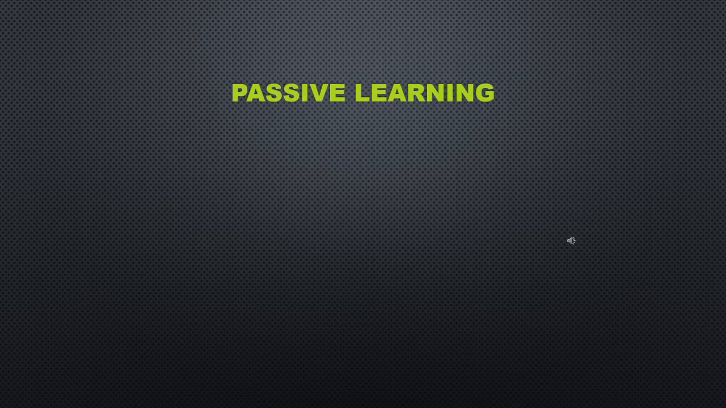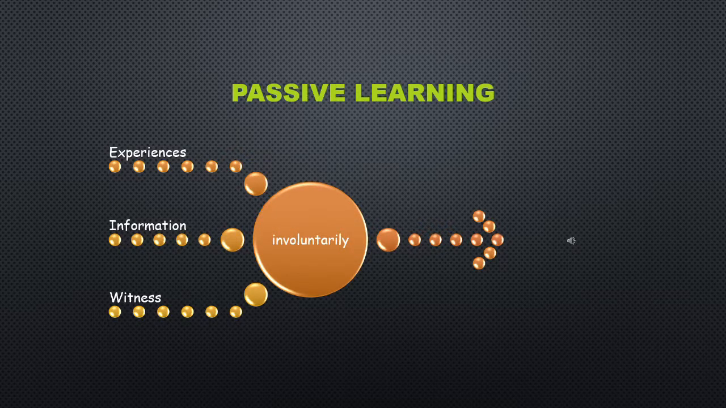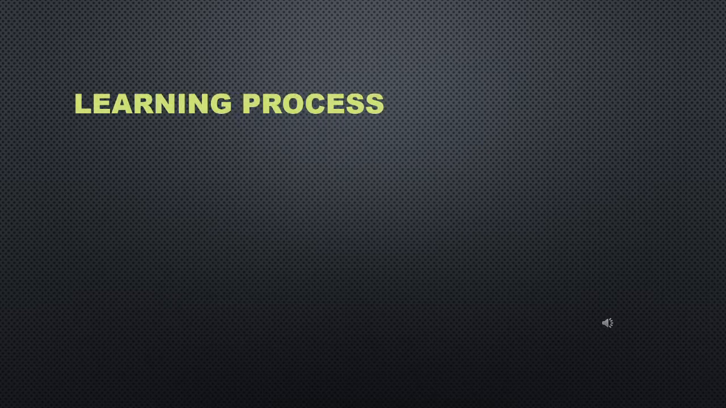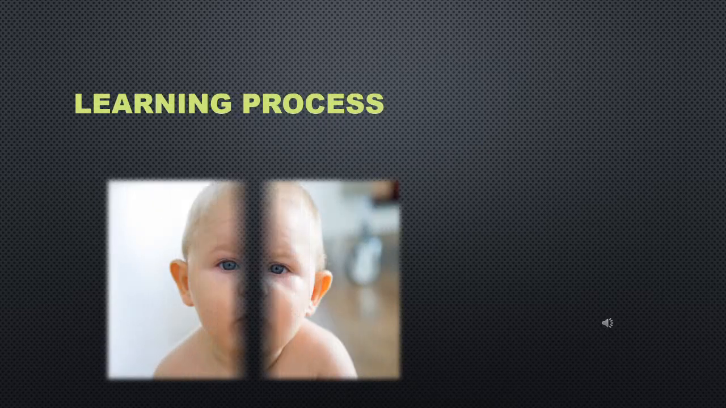On the other hand, passive learning occurs involuntarily when we live through certain experiences, when we hear some information, or we are simply witnessing something we had no idea existed. These situations will also help us build knowledge. So you already know different ways in which learning can occur. Now it is time to speak about the actual learning process.